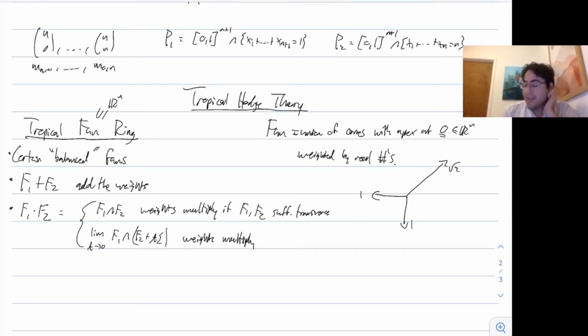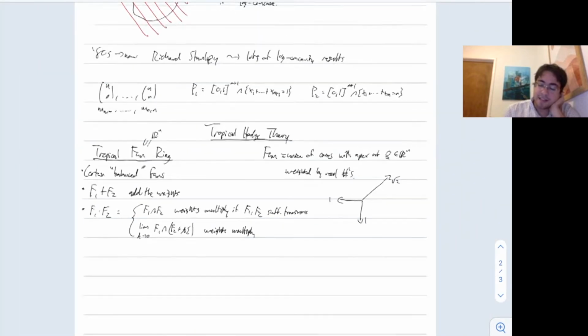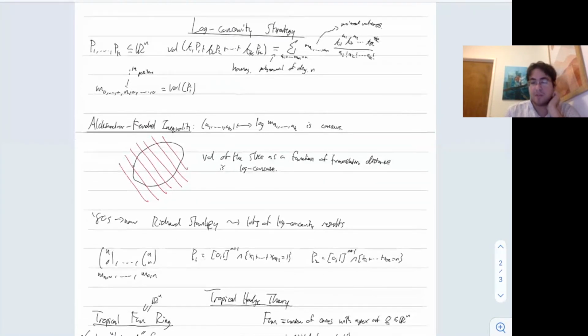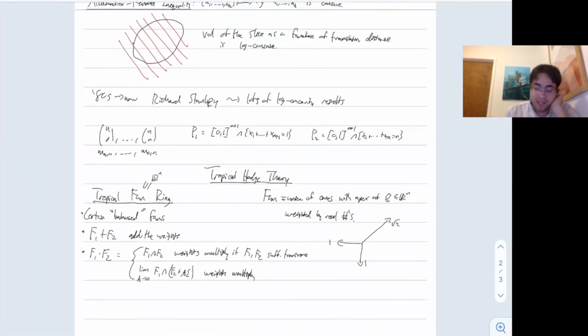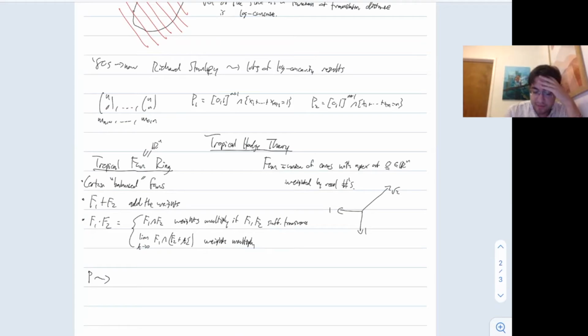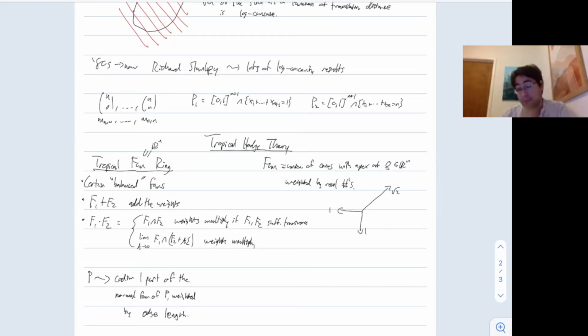Very simple ring. And how at all does this relate to the mixed volumes we were talking about before? Well, the way they relate is if I give you a polytope, I can associate a fan. The fan I'm going to associate to a polytope is the codimension 1 part of the normal fan of P, weighted by edge length. That sounds complicated.